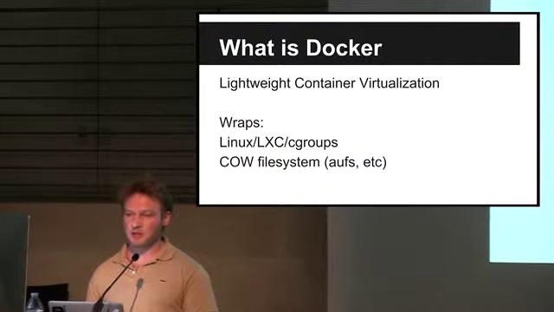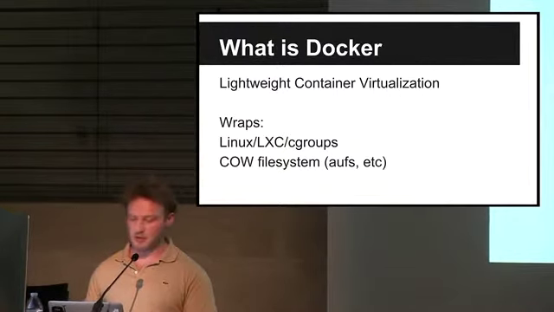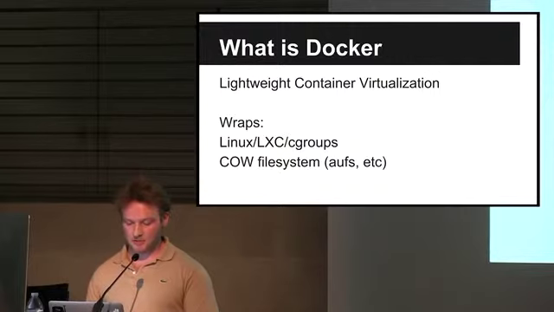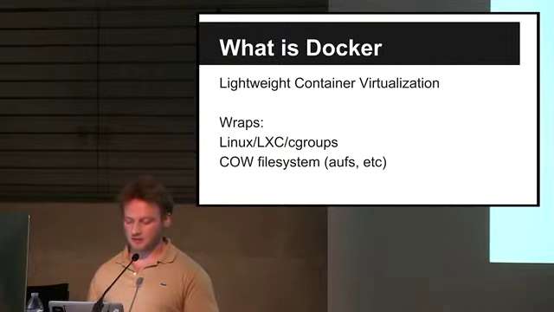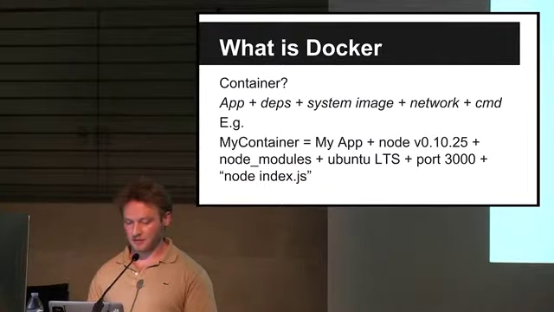If you're familiar with Linux or relatively low-level Unix systems programming, you can think of Docker as a wrapper for Linux LXC and C groups plugged into a copy-on-write file system such as AUFS, for example. So it's a wrapper for other existing low-level kernel components.